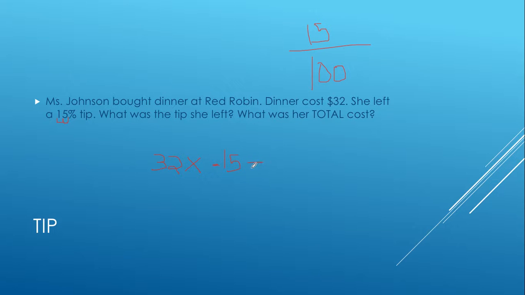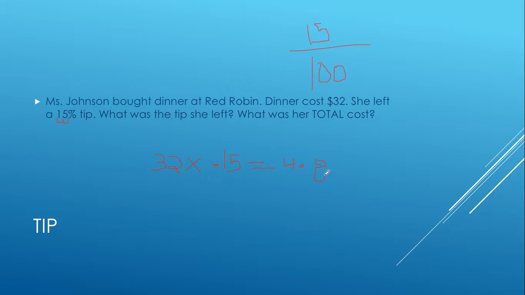Go ahead and do that on your calculator right now. I'm going to do it on mine. So you're going to do 32 times 0.15, and I got 4.8.